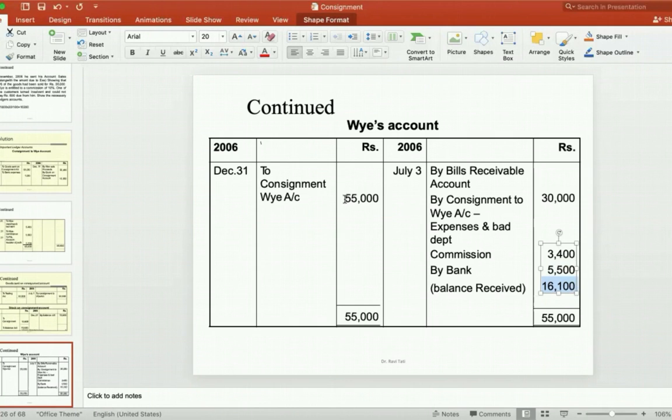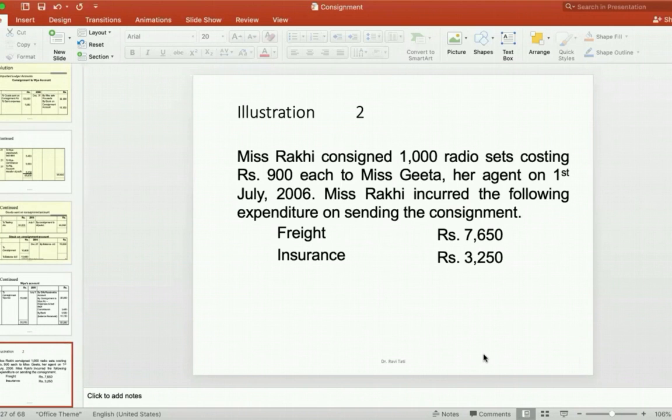Look at this one. This is the amount got from sales. You received from sales. Then he deducted his deposit of 30,000, his expenses of 3,400, and his commission of 5,500. The leftover amount, 16,100, is to be returned to the consignor. So there you are writing by bank. Why are you writing by bank? All these accounts are prepared in your books, the consignor's books. That is why you are writing here by bank. 16,100 is due to be received by the consignor. That's it. End of the solution.